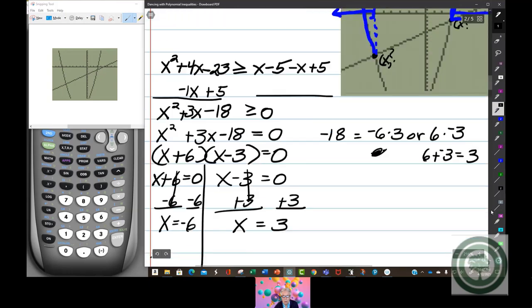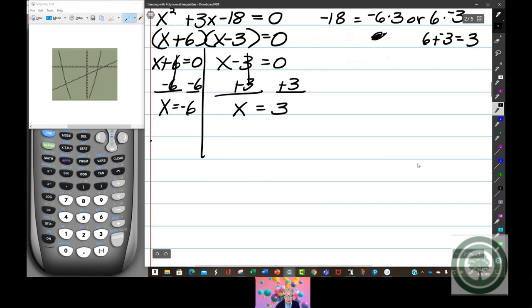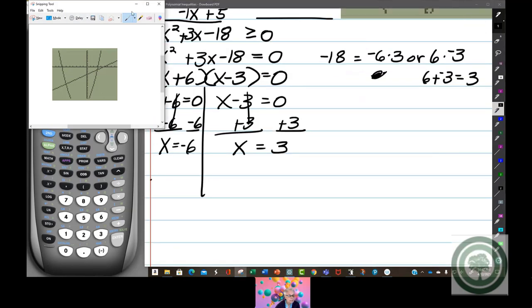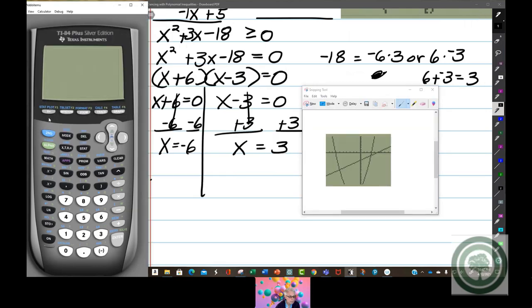Okay, now, we never graphed the change, and that will help a lot. Ooh, that's a mess. Clear, clear. Okay, x squared plus 3x minus 18. And I'm going to graph it. Zoom 6. Okay, now this is the equivalent expression right there. And you can see, well, that's right, I was going to put it over here and mark it up.